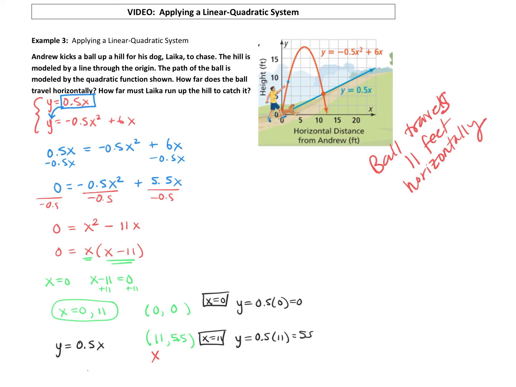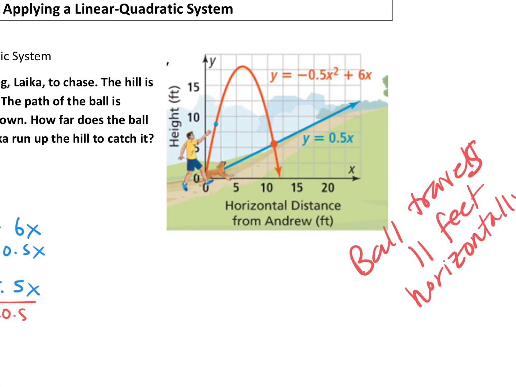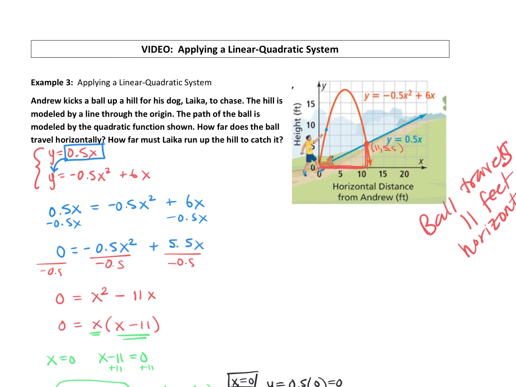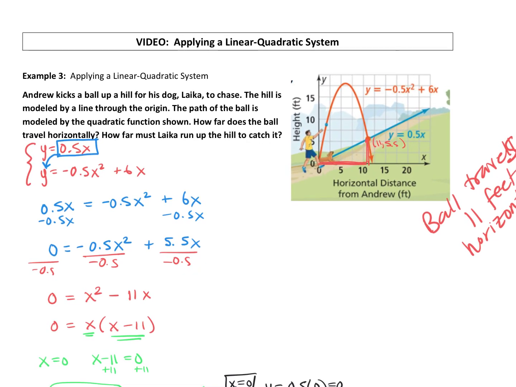So if I zoom into that picture, just to make sure that's really clear, what we just figured out, from here to here, we know this ordered pair is 11, 5.5. So we went over 11, up 5.5, so that horizontal distance is 11 feet. All right, one more question. How far must Leica run up the hill to catch it?